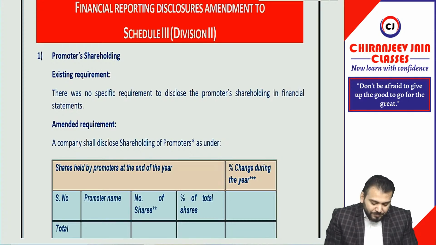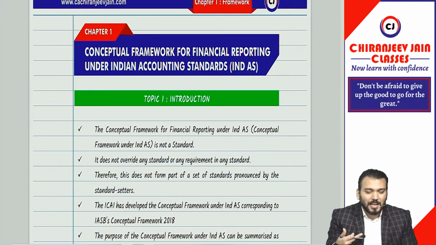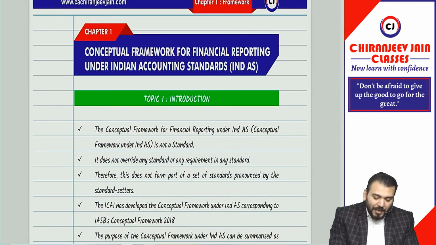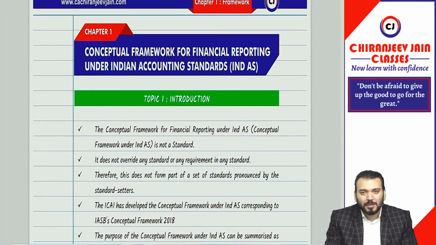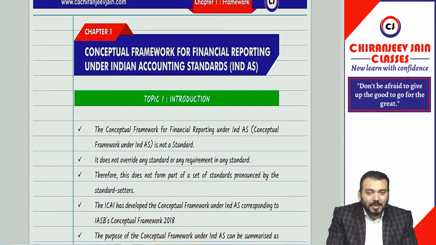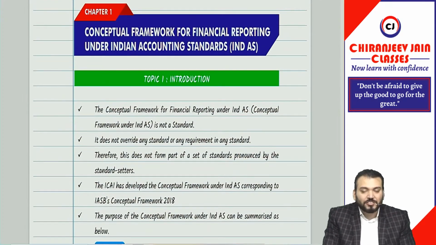The first amendment, which I will say is chapter number 1 as per my book, that is Conceptual Framework for Financial Reporting under Ind AS. Previously, there used to be one chapter, Framework for the Preparation and Presentation of Financial Statements under Ind AS. Now that chapter is totally removed, or I will say revised, and that chapter has become Conceptual Framework for Financial Reporting under Indian Accounting Standards.